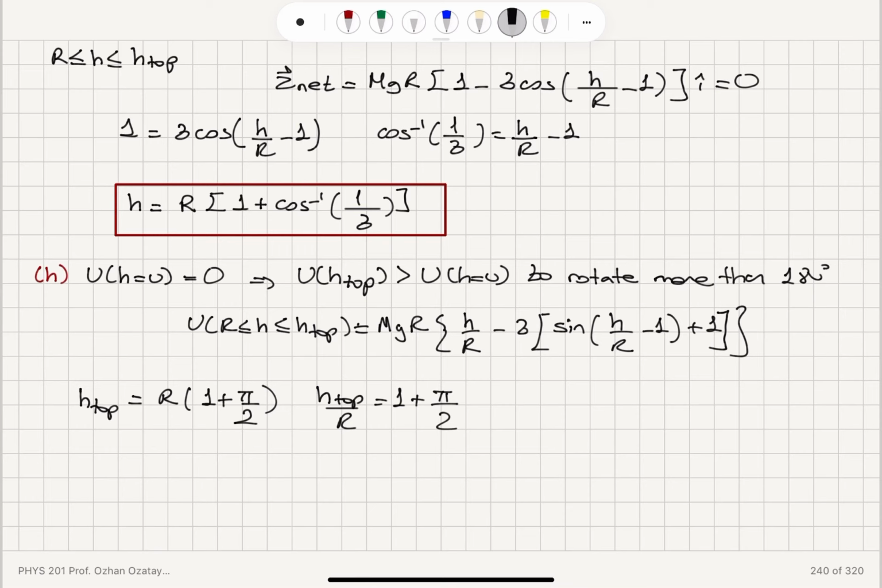So the potential energy evaluated at h equals h top will be equal to mgR times (h divided by R, which is 1 plus pi over 2, minus sigma sine of pi over 2 times (1 plus pi over 2 minus 1), that's sine of pi over 2, plus 1).